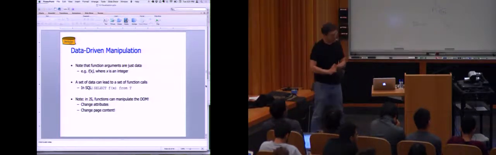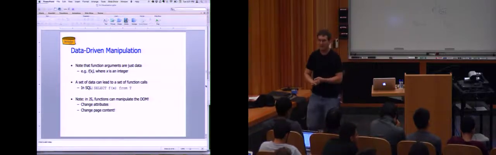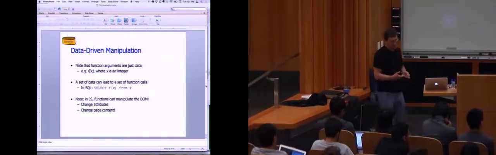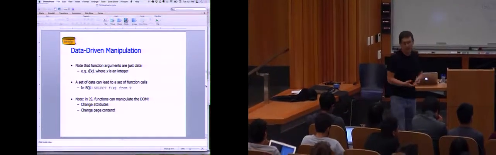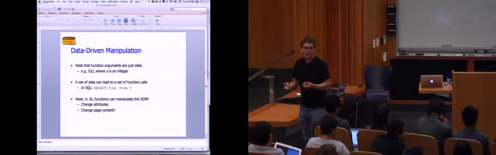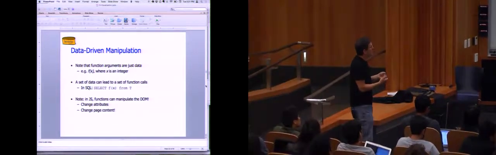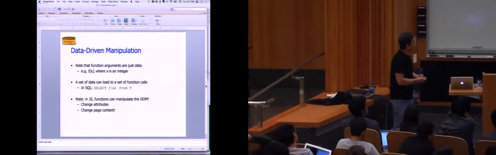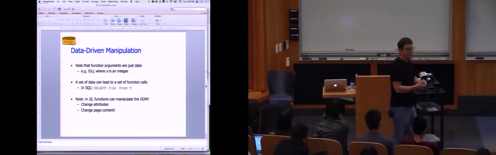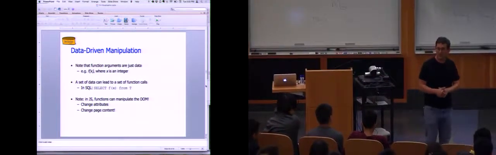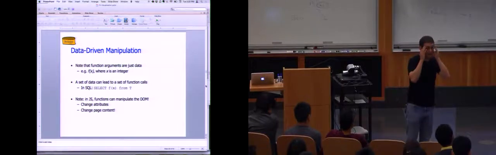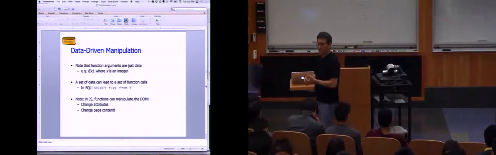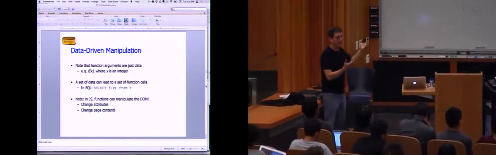Now, where it gets interesting is when you manipulate the DOM using data. Generally, we talked about this in your homework, when you call a function, the argument to that function is what? It's data. It's a value, right? It's a computer value. So f of x, where x is an integer, x is data, right? And a set of data can lead to a set of function calls. Select f of x from t is a way of invoking f on lots of x's. And that's pretty much what you just did for your homework 4, right? You used queries as a way of batch invoking a REST service. We're going to use the same idea now to build data visualizations.